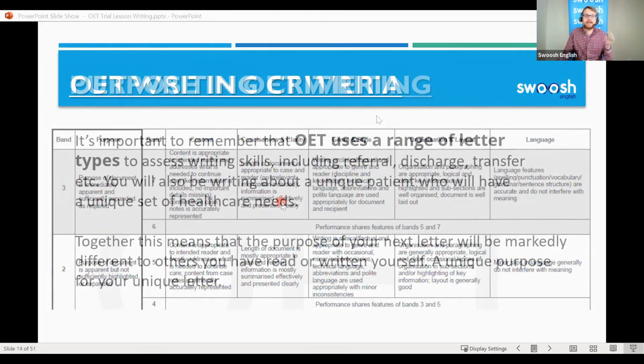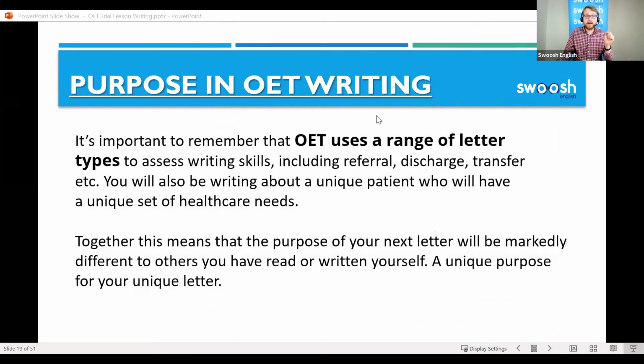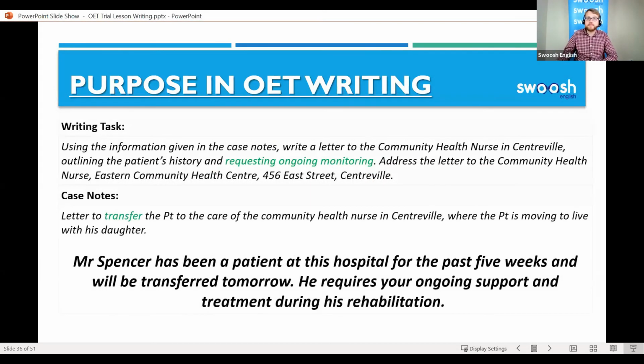Now, when you're doing the OET exam, this is the scoring criteria that the examiners will use to score your writing. It's important to remember that OET uses a range of letter types to assess writing skills. We talked about how there's a referral letter, a discharge letter, and a transcript letter, etc. Now, here's an example. Keep in mind that this example is taking a bit more information from the case notes. Don't worry. It says, Mrs.